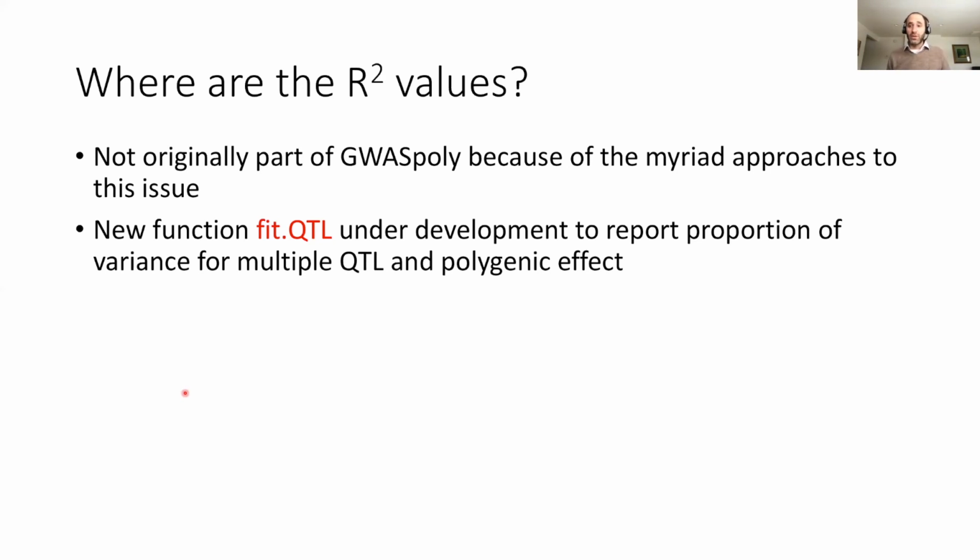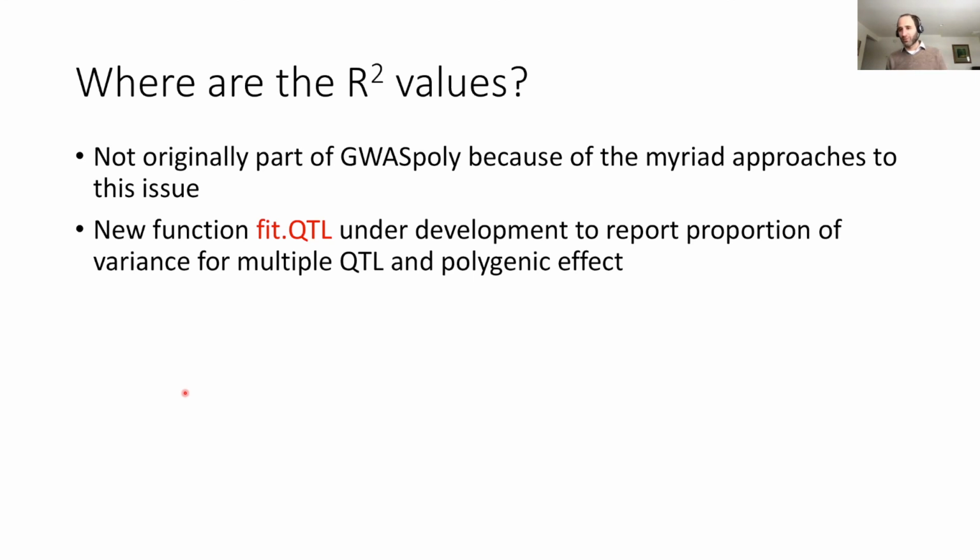The advice I've typically given people is, after you've gone through this process and identified your significant QTL, build a multiple linear regression model using a stepwise regression method. There are any number of software packages, including in R, that will do that for you, and you can get your partial R squared values from that kind of analysis. So I just haven't wanted to bring that additional step within the fold of the GWASpoly software.